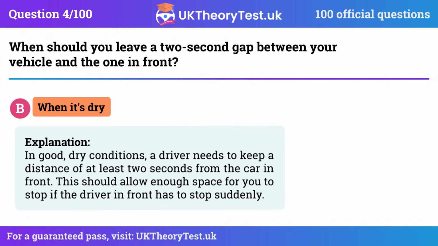Explanation. In good, dry conditions, a driver needs to keep a distance of at least 2 seconds from the car in front. This should allow enough space for you to stop, if the driver in front has to stop suddenly.